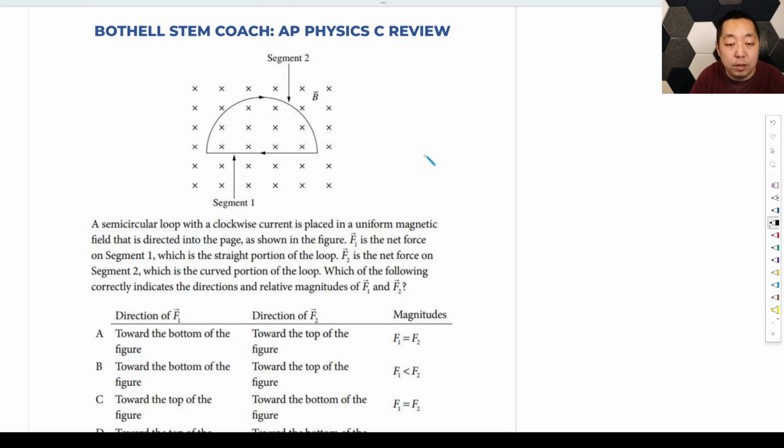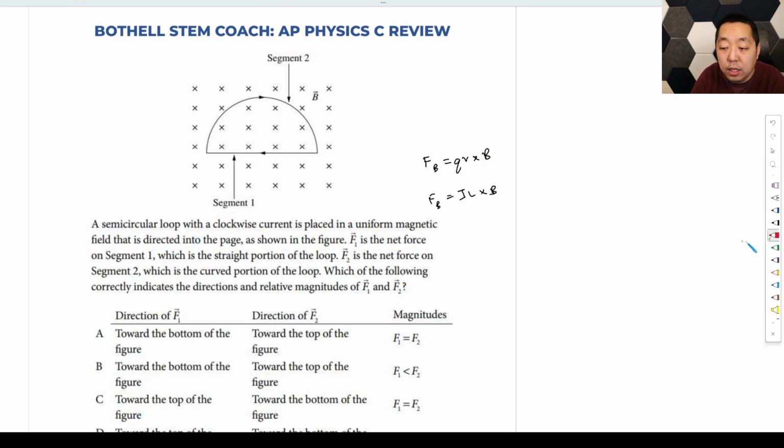So we've got to think about force. There's a force caused by a magnetic field, and that's going to be qv cross B for a point charge particle, or, because we have a segment of wire, it's going to be IL cross B. Or you might break it into chunks. So let's think about segment 1.